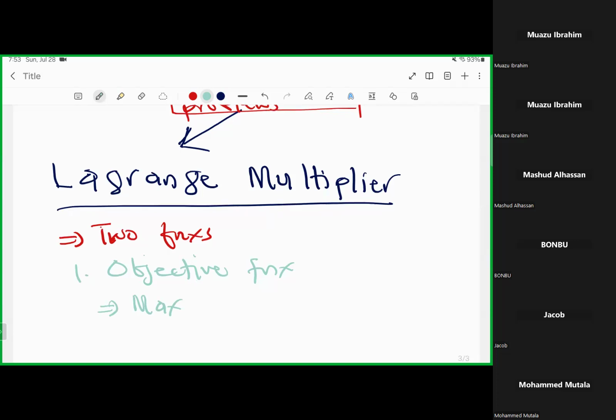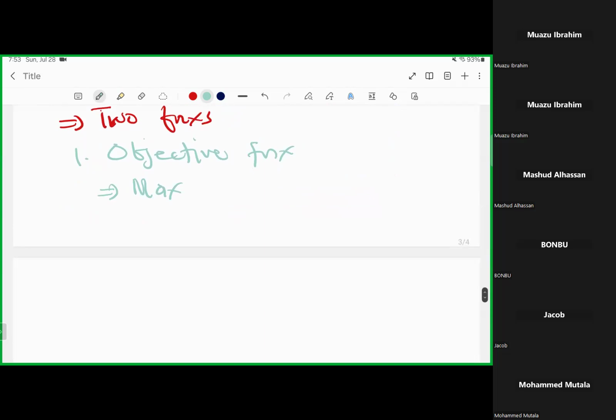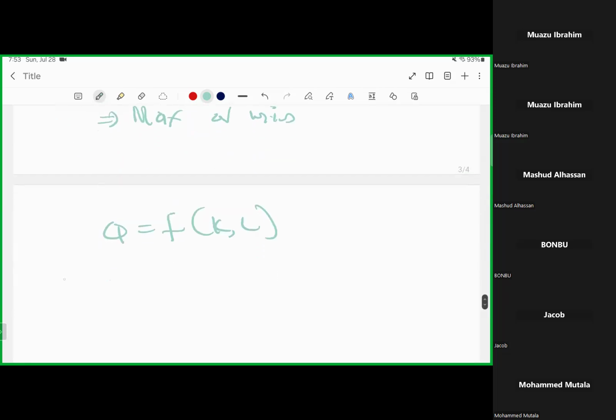In this particular case, our objective function will be the production function you want to maximize or minimize. So our objective function is the production function, which we have as Q is equal to F(K, L). This is the production function. So we want to maximize the production function, and this production function is now our objective function.